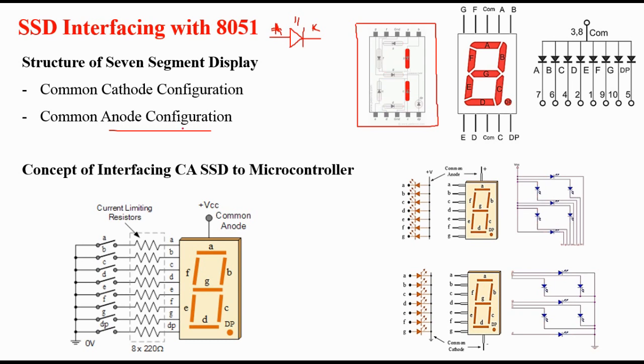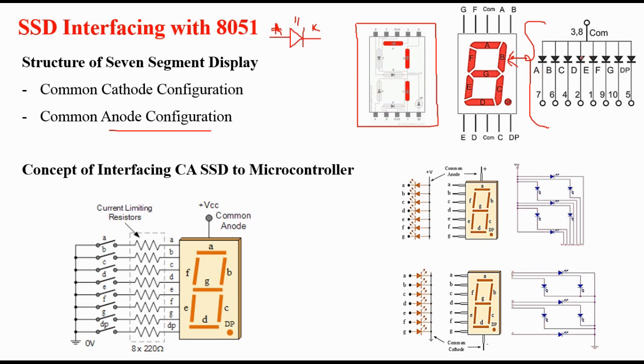The common anode configuration is shown over here. This particular combination of the LEDs denotes this kind of 7-segment display. Actually each segment represents one LED. So by making these LEDs on and off, we can display various numbers onto it.